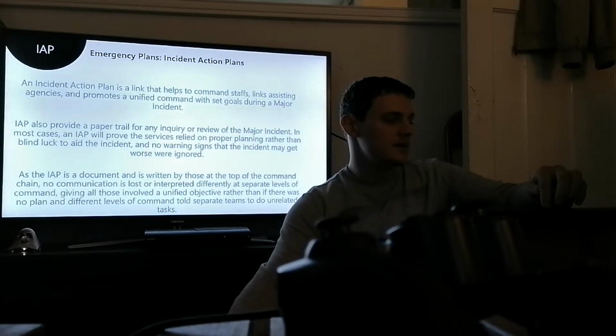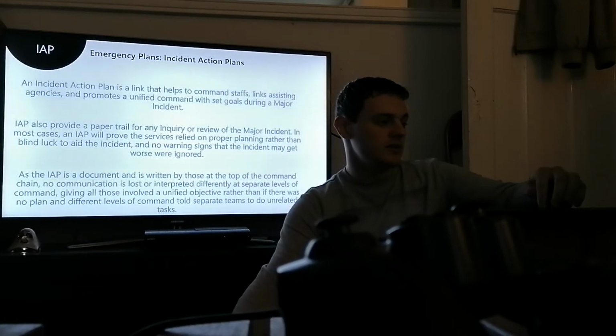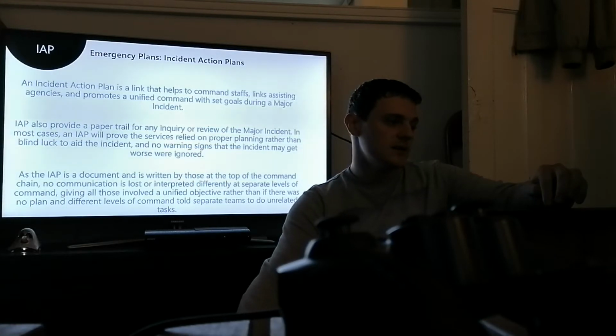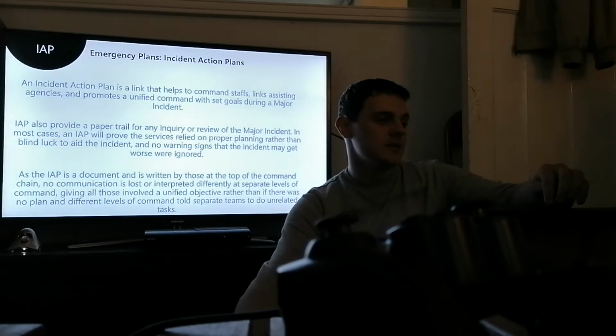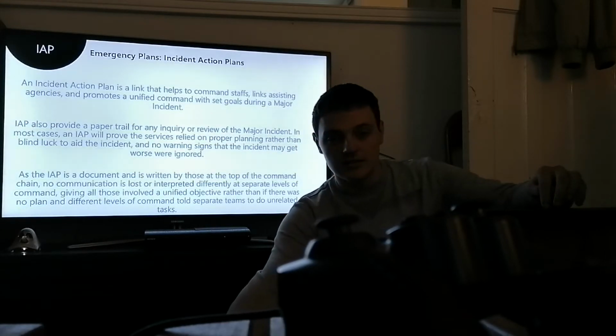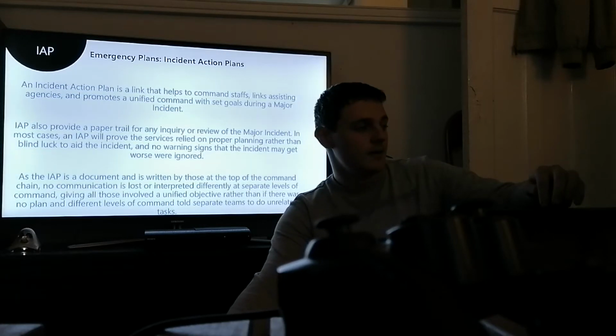As the IAP is a document written by those at the top of the command chain, no communication is lost or interpreted differently at separate levels of command, giving all those involved a unified objective, rather than if there was no plan and different levels of command told separate teams to do separate and unrelated tasks.